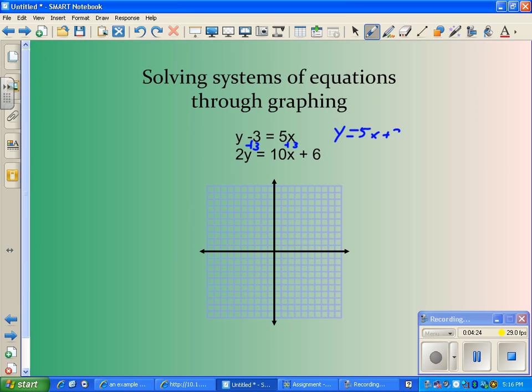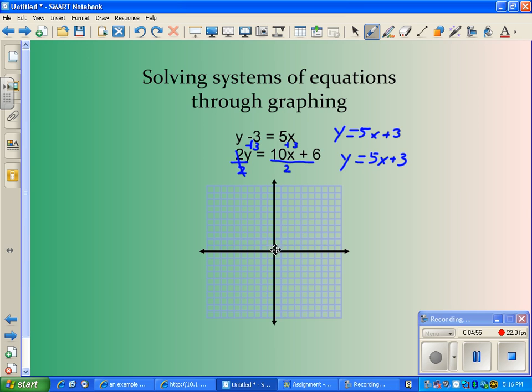Now over here, it's actually not that big of a change either. Since 2 is multiplying y, we just then have to divide by 2 to get y by itself. So 10x divided by 2, we have 5x. 6 divided by 2, we have 3. Now, notice that we have the exact same equation. So we don't have to draw it twice, we just have to draw it once, because otherwise we'd be drawing the same line over again.